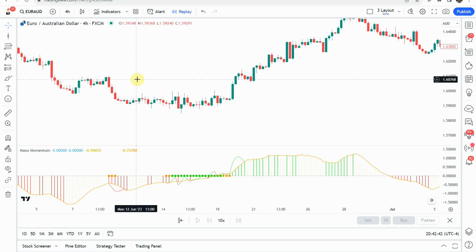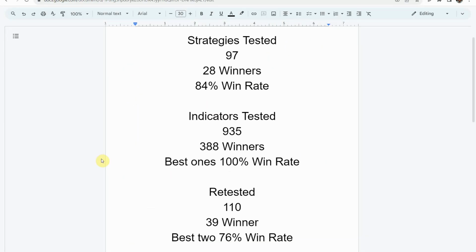Alright, as I said, today we will be looking at an advanced testing of the Maxx momentum indicator. Before we do though, I wanted to put the testing scoreboard up for everyone to see. So to date, we have tested a total of 97 different strategies, with 28 of them being winners. The best one so far was able to achieve an 84% win rate. That is the Z-score probability coupled with the Academy of Forex indicator.